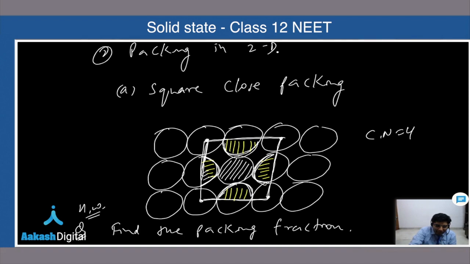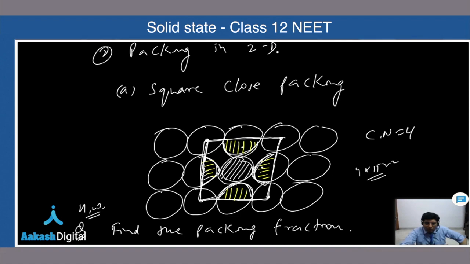And how many circles are there? This is a question from 10th class. How many circles are there inside? One is this one, 1, 2, 3, 4, and at the corners, yes. How many? 4 circles. So it will be 4 into pi r square.